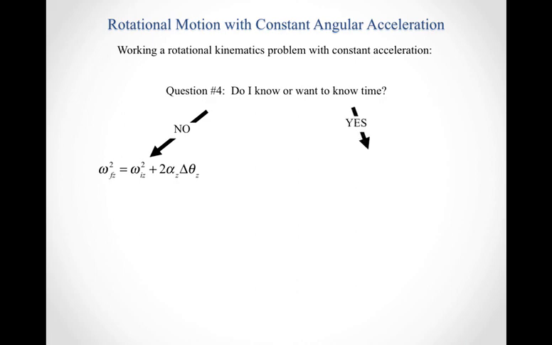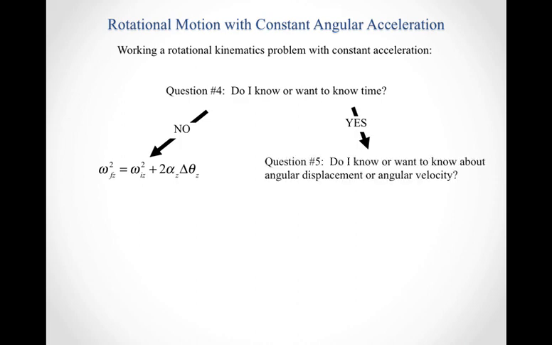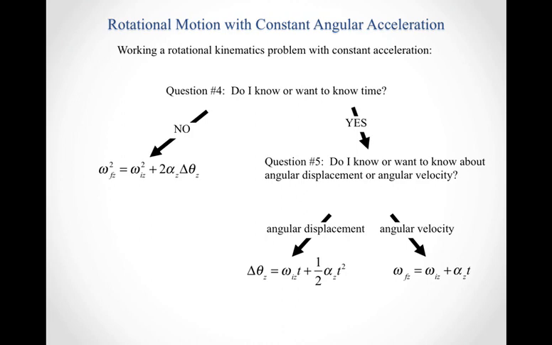On the other hand, if you do know time, or that's what you need to solve for, then again it becomes a situation of, do you know more about angular displacement or do you know more about the angular velocities? If you know more about angular displacement, then we have the angular displacement as a function of time. That's probably going to be your best equation. If you know more about the initial and final angular velocities, then you want the velocity as a function of time equation.